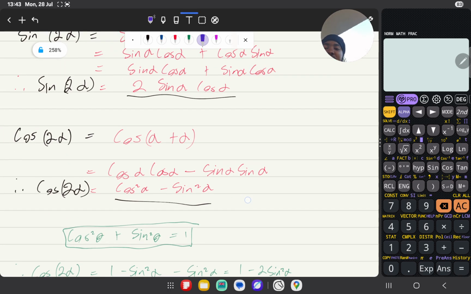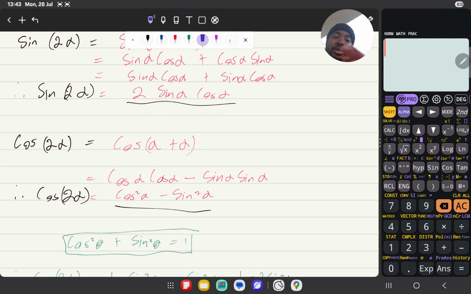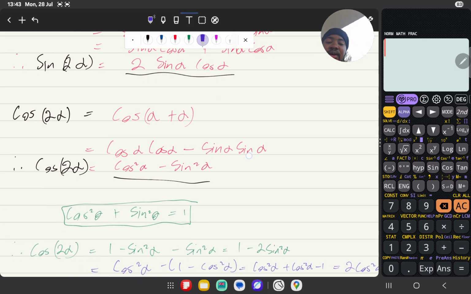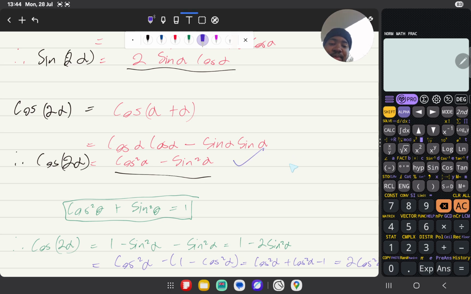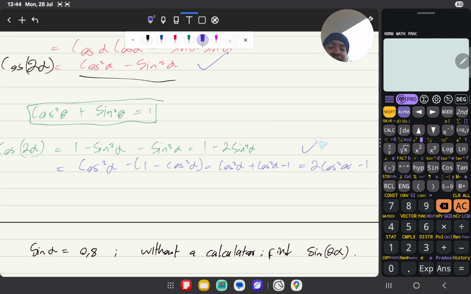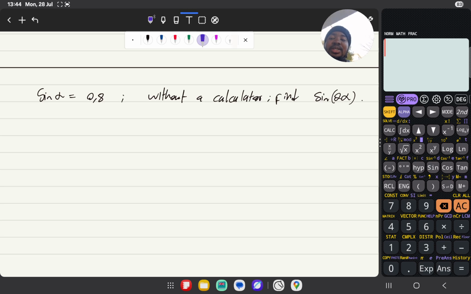So for sine 2 alpha, it was just this, that was it. For cos 2 alpha, we have this being number 1, this being number 2, and this being number 3. And bro, you can derive it, or you can change it as far as you want to go, right? So cool. Now they say without the use of a calculator, find sine of that, right? Find sine of that.